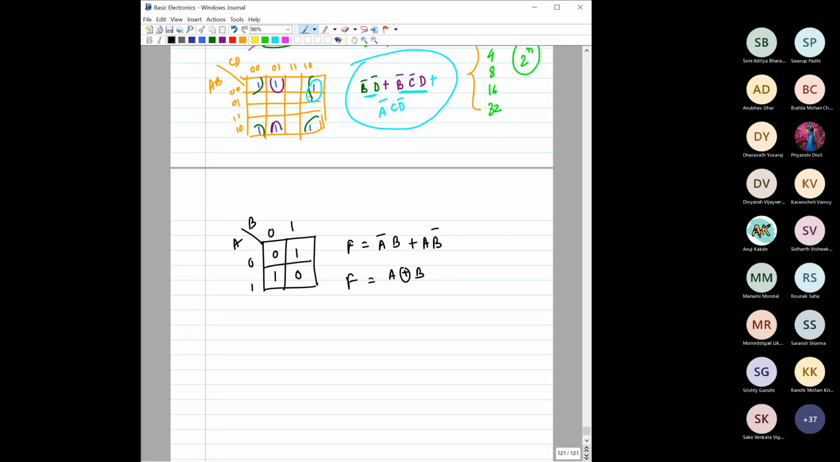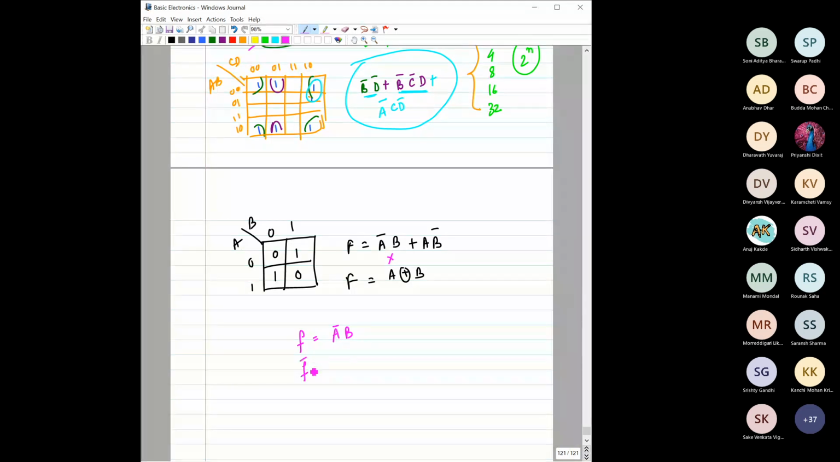Sir, now if we take A bar B as a Boolean number X, then A B bar will be its complement. Really? Let us see that. So now this is the function for you.